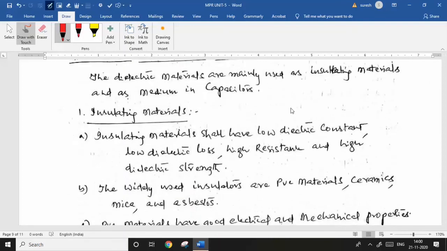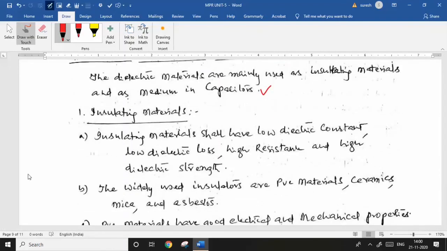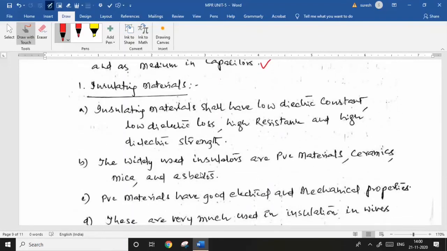Now, coming to the applications of dielectric materials. Dielectric materials are mainly used as insulating materials, and they act as the medium of capacitors. The first one is insulating materials. I would like to explain a few points under these insulating materials. Insulating materials shall have low dielectric constant, low dielectric loss, high resistance, and high dielectric strength. So, there are exclusively four parameters followed by insulating materials.